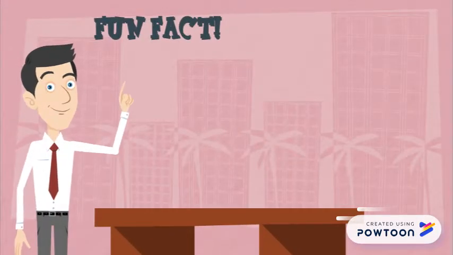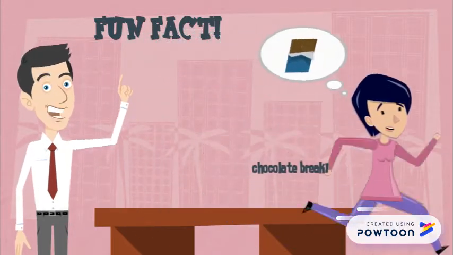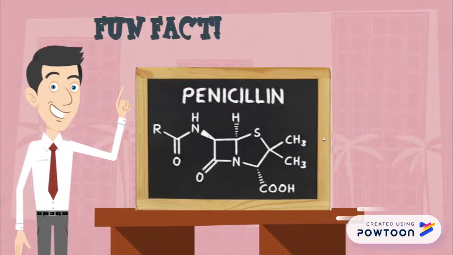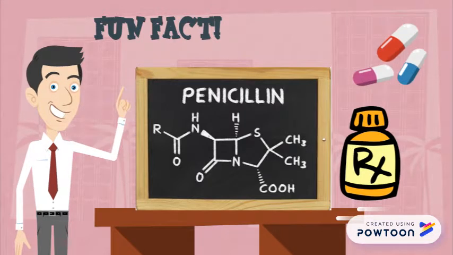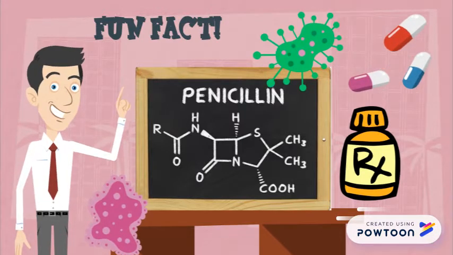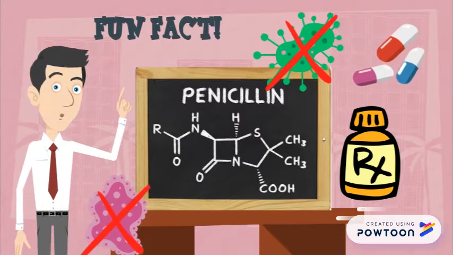Fun fact, inhibitors can also be irreversible. As a classic example, penicillin is an irreversible inhibitor that binds to the enzyme that produces the bacterial cell wall, eventually causing it to swell, burst, and die.